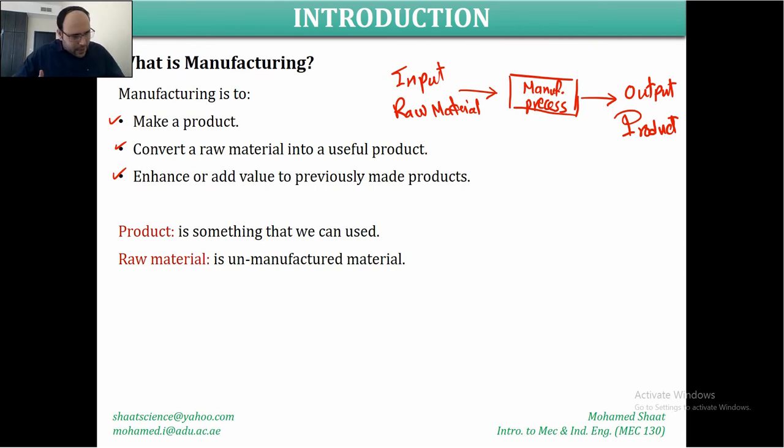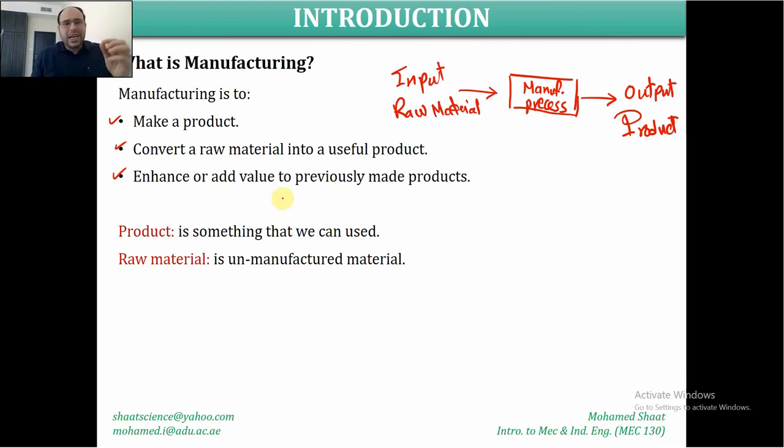In order to do manufacturing, you should first have a raw material. This material is going to go through a certain manufacturing process to be converted into a product that we can use. So a product in general is something that we can use, which we can also define as the output of a manufacturing process. But the raw material is the unmanufactured material, or the material before manufacturing. This is the input for any manufacturing process that shall be converted into a product, which will be the output of the manufacturing method.